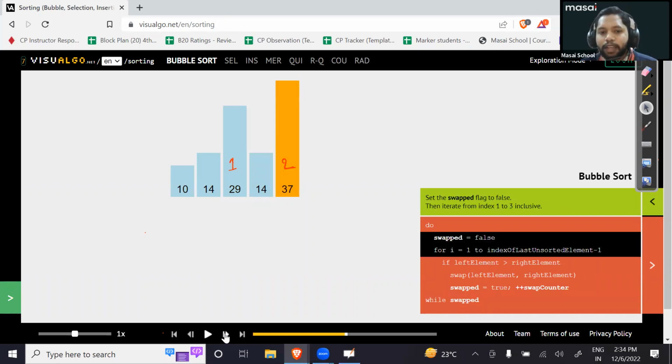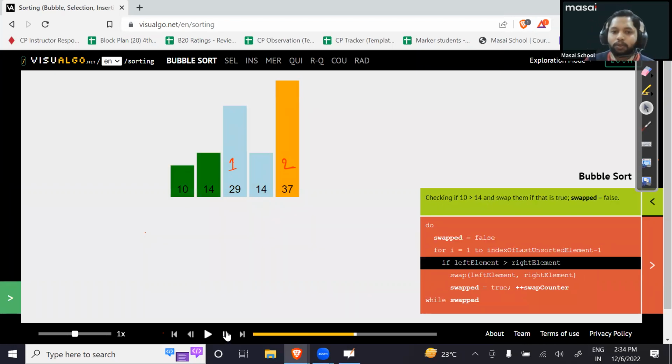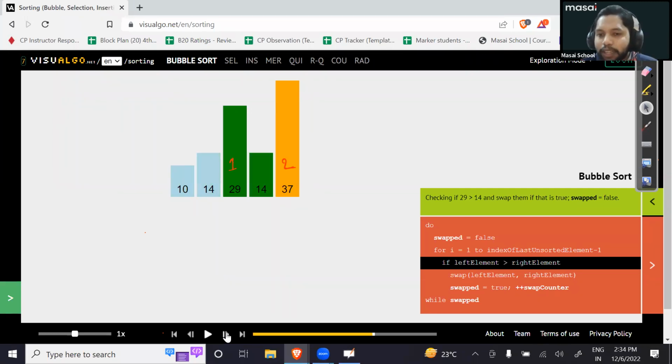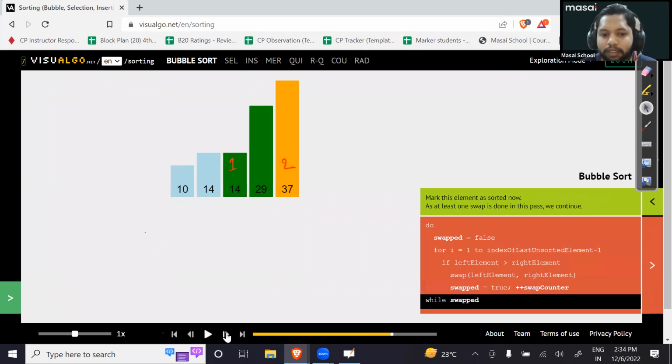Now again start. I am starting again from 0. 10 and 14, guys. Is 10 greater than 14? No. Do we need to swap it? No. Now 14 and 29. Is 14 greater than 29? No. Do we need to swap it? No. Now 29 and 14, guys. Is 29 greater than 14? Yes. Do we need to swap it? Yes. Now we can simply swap it, guys. Now can you see my 29 also found its correct position, guys?